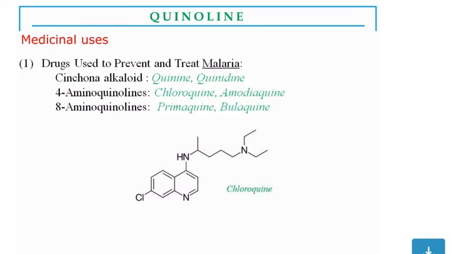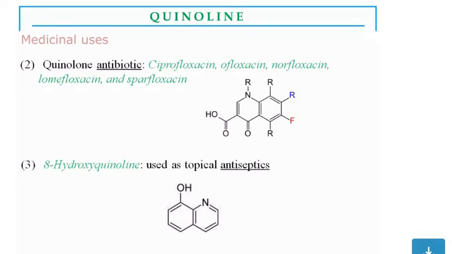Now medicinal uses: cinchona alkaloids, quinidine, and 4-aminoquinolines, chloroquine and amodiaquine, and 8-aminoquinolines, primaquine and bulaquine, and this is chloroquine. Now quinolone antibiotics: ciprofloxacin, ofloxacin, norfloxacin, lomefloxacin and sparfloxacin. This is quinolone. 8-Hydroxyquinoline is used as a topical antiseptic.